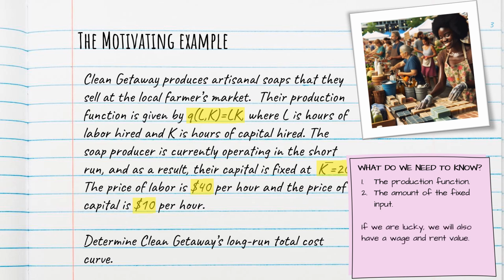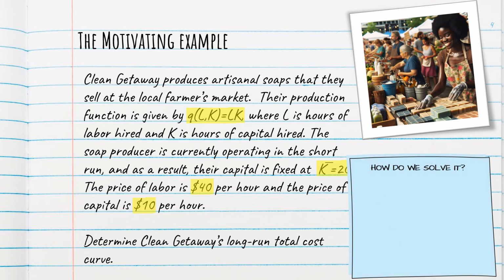And if we're lucky, we will also have a wage and rent value. If we're not lucky, we'll have to use W and R as placeholders, and we'll have a lot more exogenous variables hanging around in our final solution. How are we going to go about solving this question?